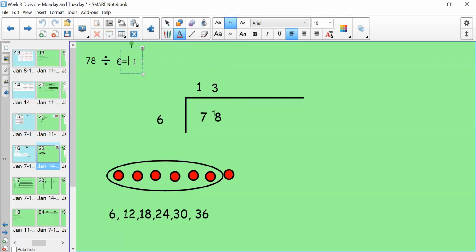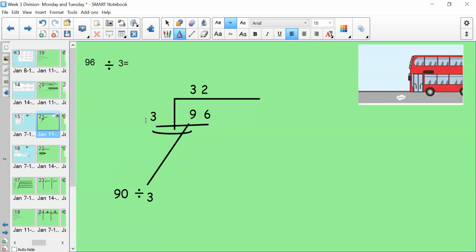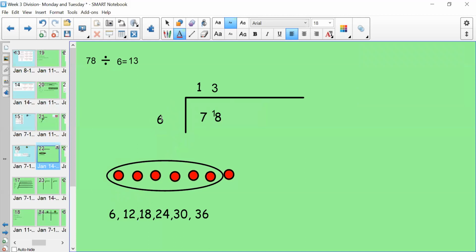Okay, so this is the bus stop method. This one, you didn't need to regroup because the number 3 went into 90 and 6 perfectly. So there was no regrouping. This one had regrouping because the number 6 did not go into 7 perfectly. It only went in once, but there was still 1 left over, which we had to carry to the ones column. And then we could divide 6 into 18, which was 3. So there's 2 different ways, the regrouping way and the not regrouping way. And you will automatically know it's regrouping when you can see that that number does not go into that times table.